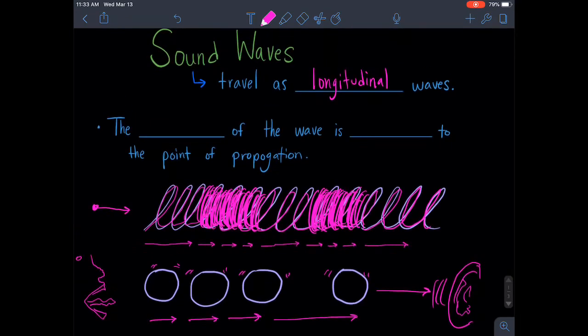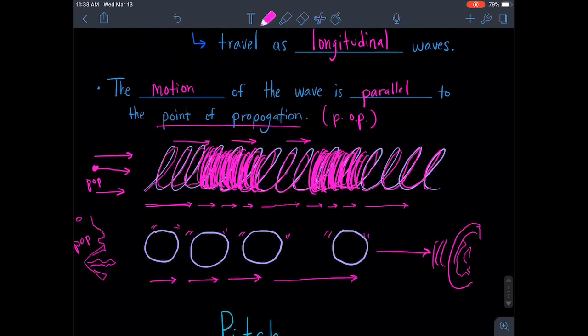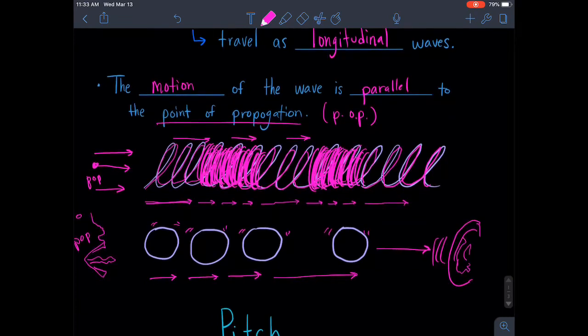What this means is that the motion of the wave is going to be parallel to the point of propagation. We'll abbreviate the point of propagation as POP. So the person here would be the point of propagation. The energy travels parallel to the point of propagation, so the energy is traveling parallel to where it was propagated from. That makes it a longitudinal wave.